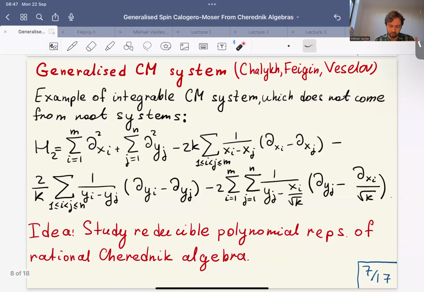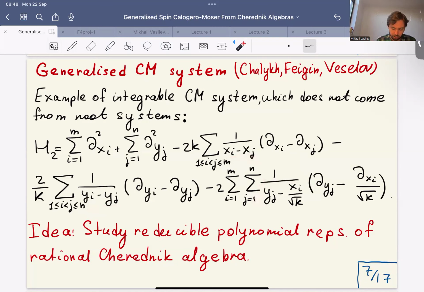So firstly, let's just look at the example. This is just a scalar part. This is an example of an A-type deformed root system. So we have two types of variables, x's and y's, and between x's and y's everything is okay. But here we have, again, this weird square root of k appearing, which is deforming the A-type root system.